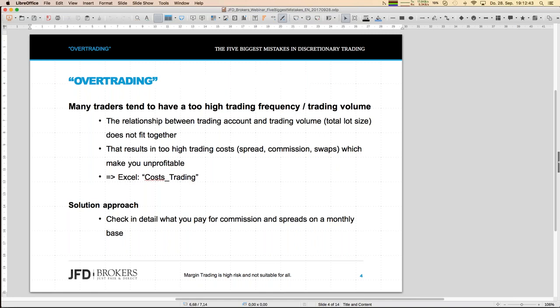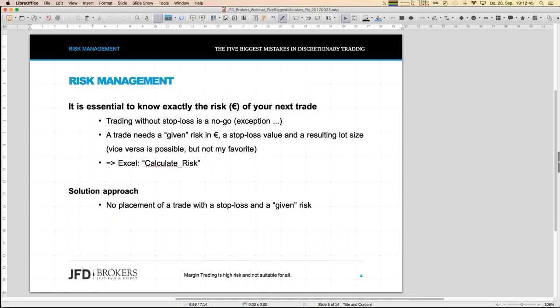So avoid overtrading. But let's jump into the next topic, and that is the one I simply named risk management. And what I mean here is not what most of the people are talking about and you find in books, textbooks about trading.